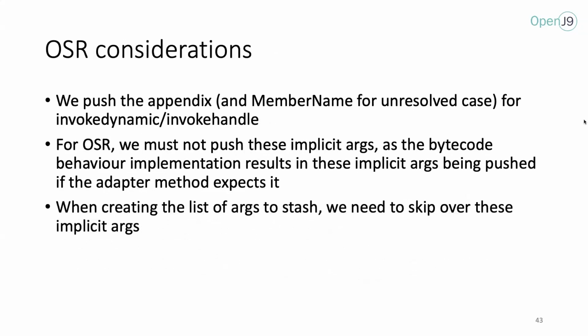There are a few considerations for OSR as we push the appendix and member name object to the invokedynamic and invokehandle call. We may have to make sure that we don't push these implicit arguments because they're not part of the method signature. The bytecode behavior results in these objects being pushed anyway, so then we would have duplicates in the stack, which is why when we set up the list of arguments that we want to stash for OSR, we need to skip over these arguments.